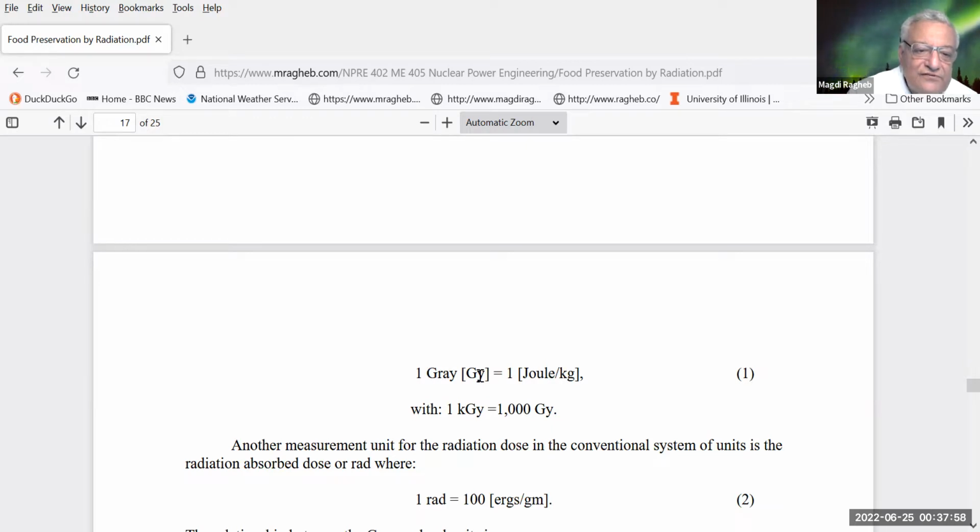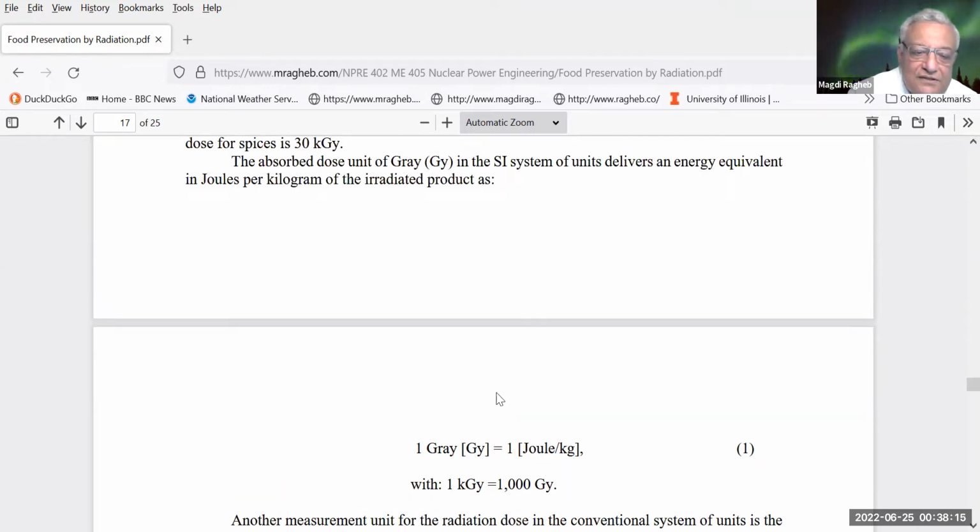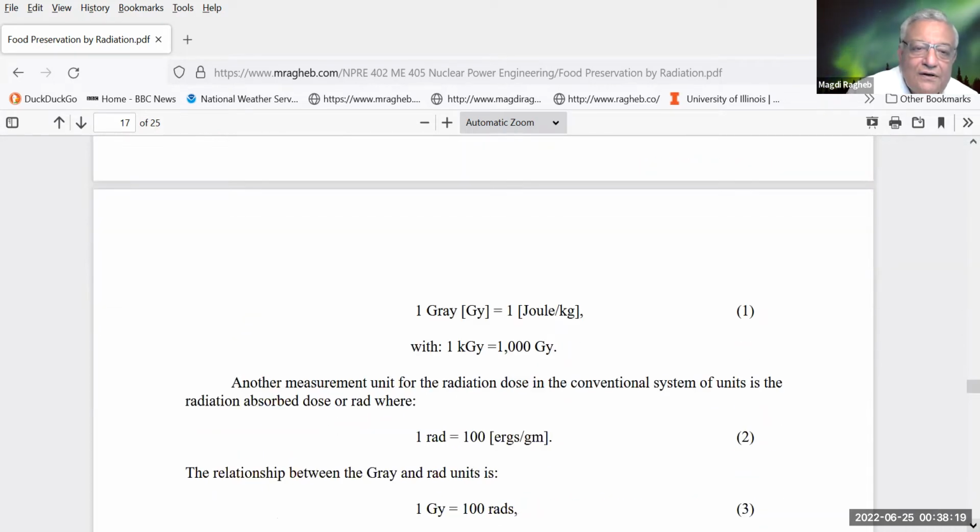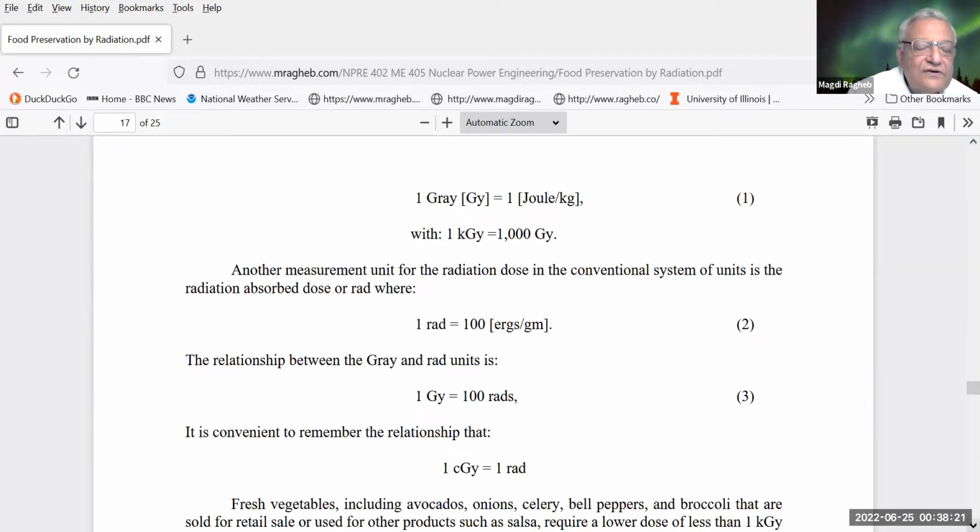1 gray is abbreviated as Gy, and it's a small unit, so we normally use the kilogray. Kilo is a Greek prefix for 1,000, so 1 kilogray is 1,000 gray. Well, this is an energy absorbed in a material, and it's enough to kill bacteria or fungi or basically kill insects in general, as we'll see in a moment.